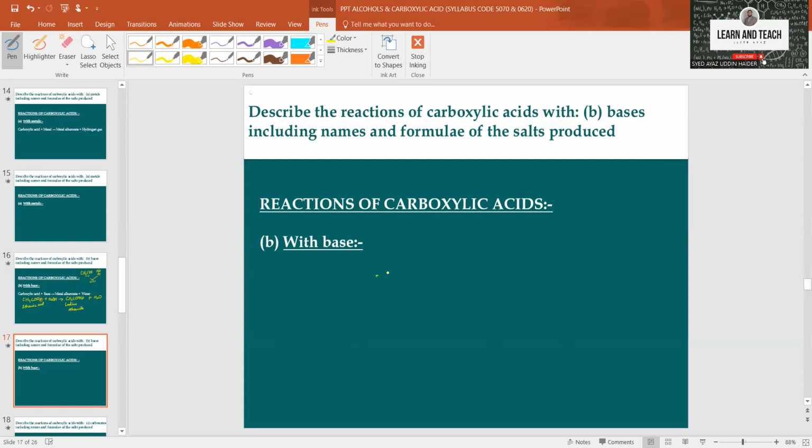Try with magnesium oxide, zinc oxide. You can take methanoic acid. You can take propanoic acid. You have C2H5COOH. Try these by yourselves.